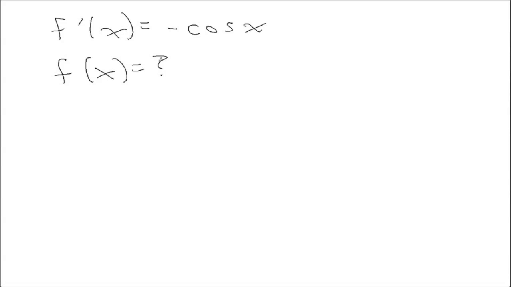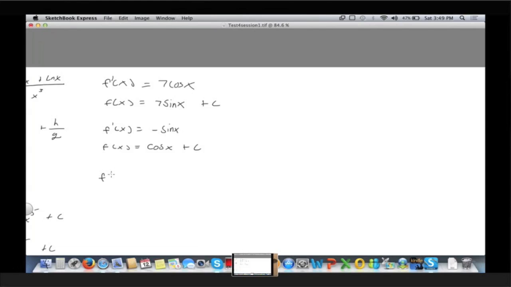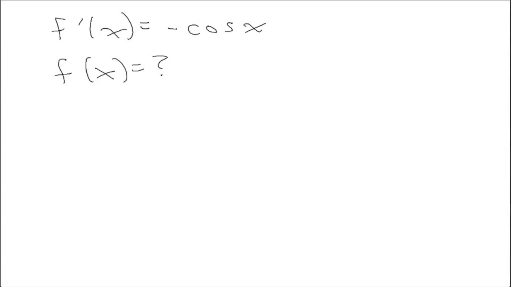Let's try this. Okay, so what gives us cosine of x? That's sine of x, and then we need negative. So we need negative. Perfect. Excellent. Very good. All right, back to my screen.